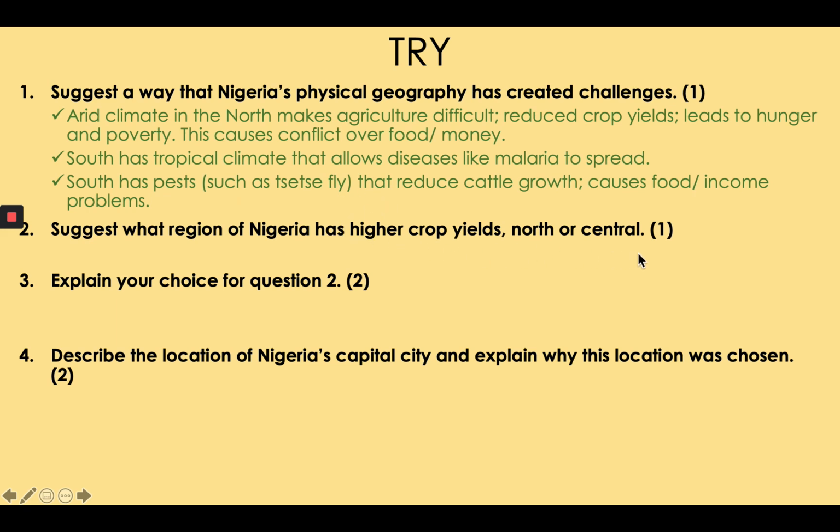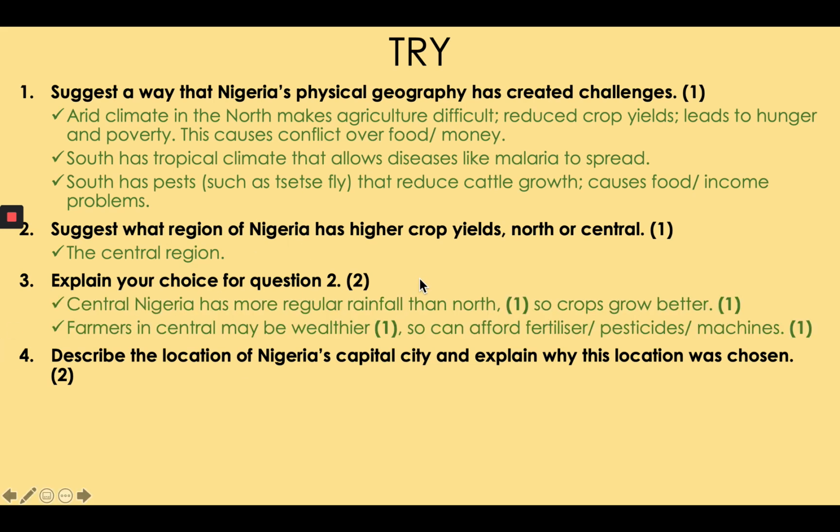Suggest what region of Nigeria has higher crop yields, north or central? The central region. Explain your choice for this question. You should have said that central Nigeria has more regular rainfall than the north, so that crops grow better. You could have also said that because central Nigeria is richer, farmers in central Nigeria can afford fertilizer, pesticides, or machines.